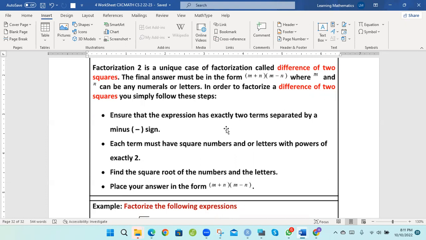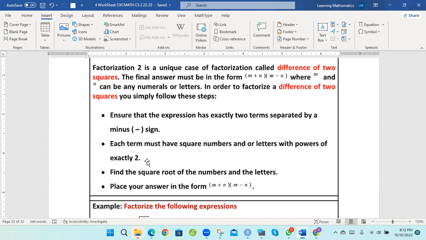Not any two terms, you know. Each term must have square numbers or letters with powers of exactly 2, or not exactly 2 alone, even powers: 2, 4, 6. Square numbers, square powers. But 2 is popular for CXC level. X squared. And the number itself has to be a square number.